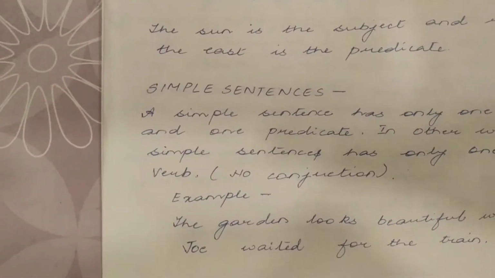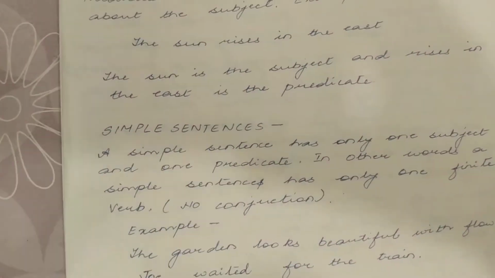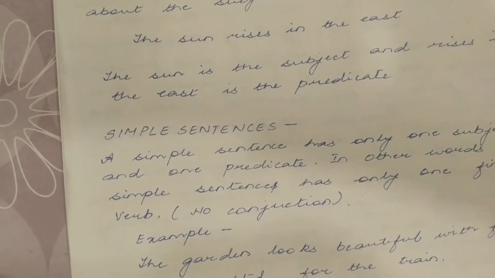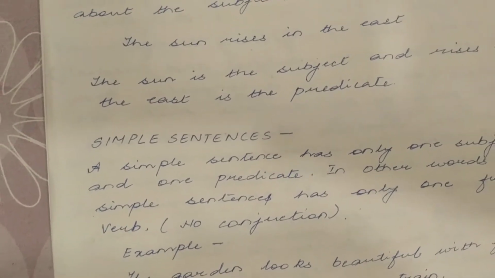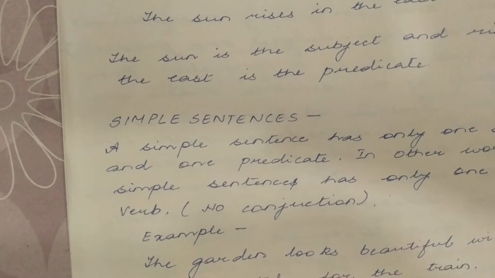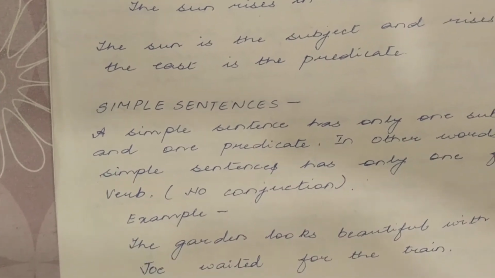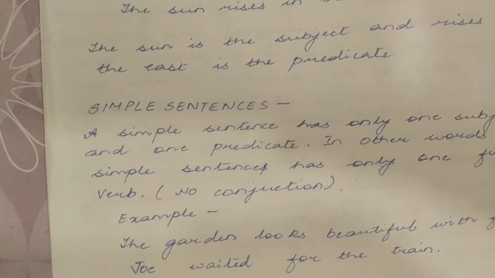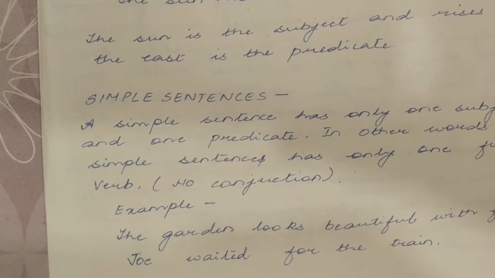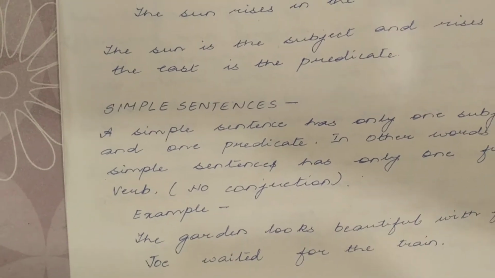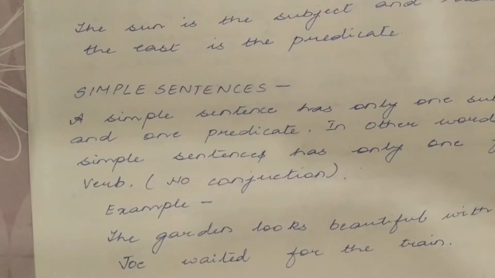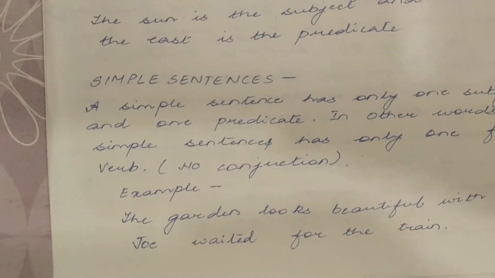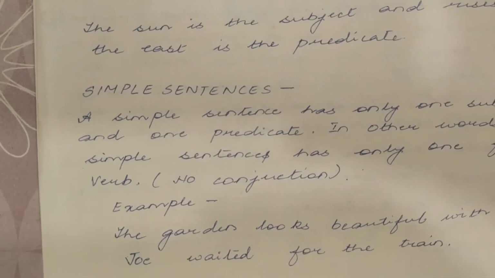We come to the first form, which is a simple sentence. A simple sentence has only one subject and one predicate. In other words, a simple sentence has only one finite verb. Or in other language, we can also say that there is no conjunction when there is a simple sentence.